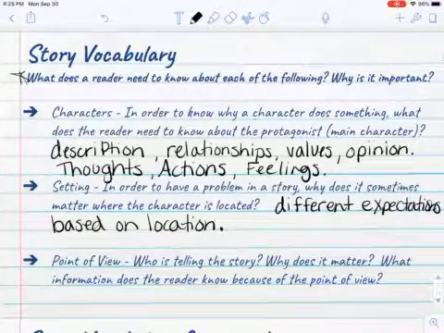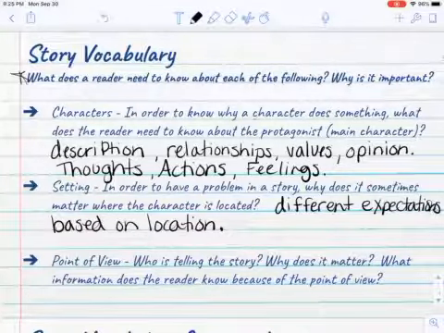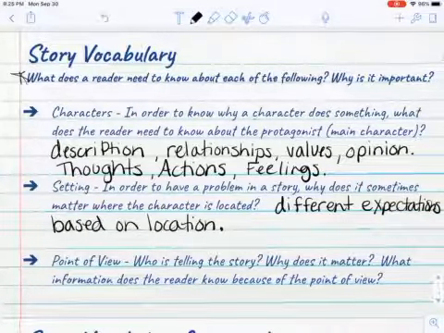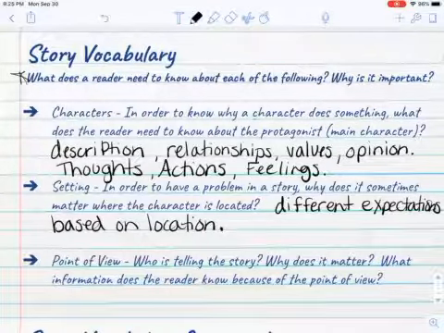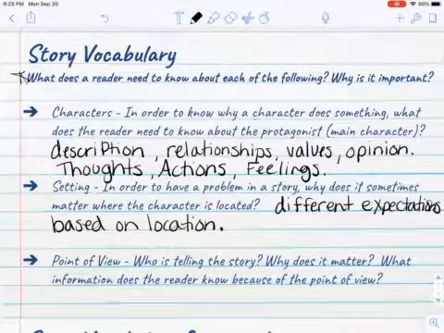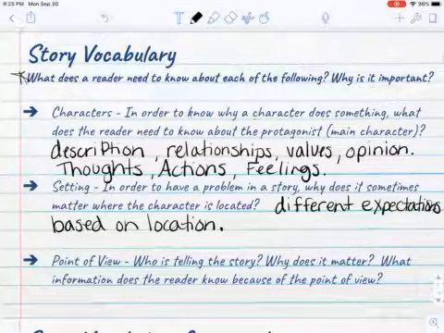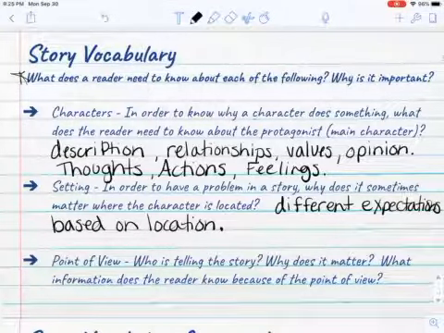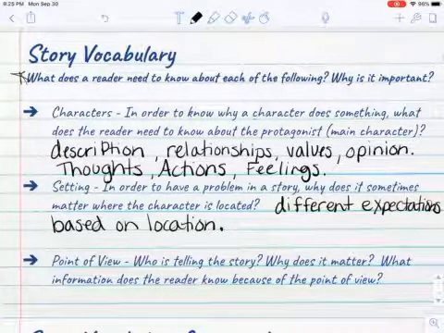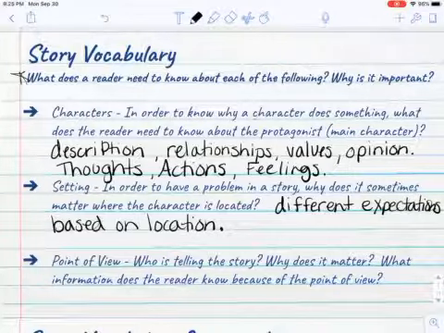Another example is the way that a character reacts to a parent. The way they may react at home is possibly going to be different than the way they react out in public. So where things are taking place can impact what our view is on the character. So there is a difference between locations.